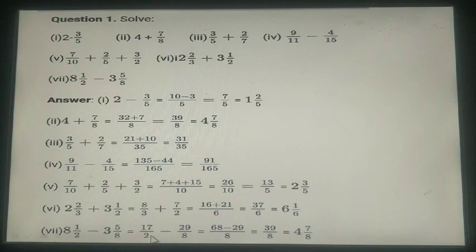Next, 8 divided by 2 is 4. 4 into 17 will give you 68. Minus 8 divided by 8 is 1. Multiply by the numerator 29. So 68 minus 29 will give us 39 by 8. Now further dividing and getting the answer as a mixed fraction form, your answer will be 4, 7 by 8.